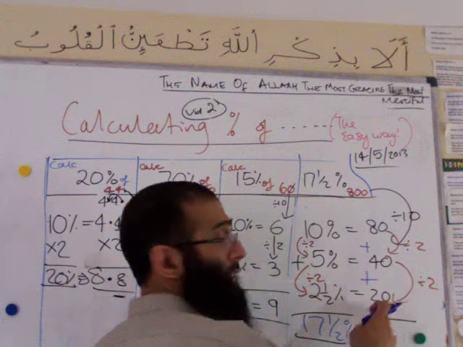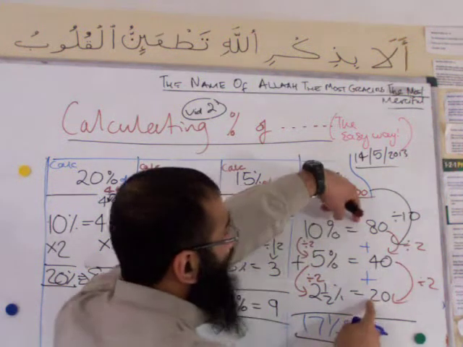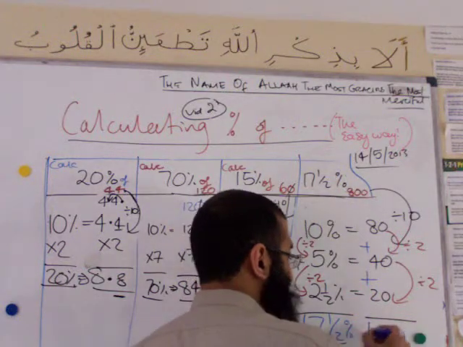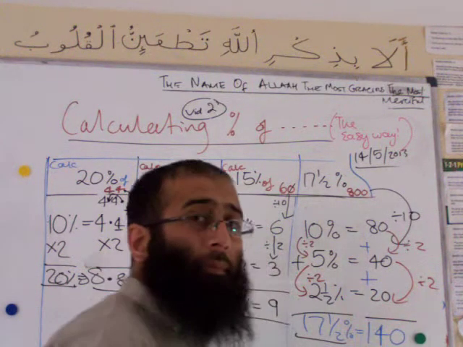80 add 40 add 20. Well, let's do 80 add 20 first. 80 add 20 is 100. 100 add 40 is 140.